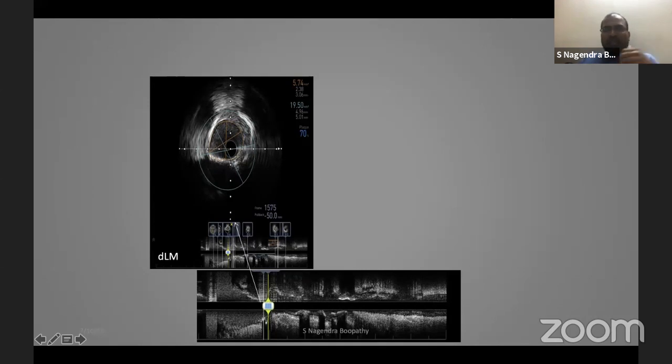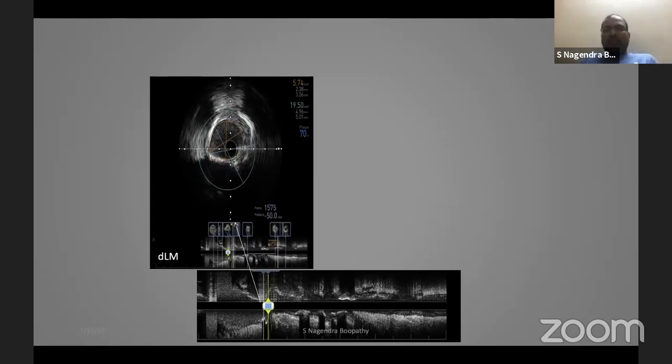Why? We Indians have coronaries which are more towards Caucasians. So 5.74 is the lumen area. Plaque burden is more than 70%. There is no landing zone for me. I have to get the stent all the way to the ostial junction. So this patient requires left main PCI.